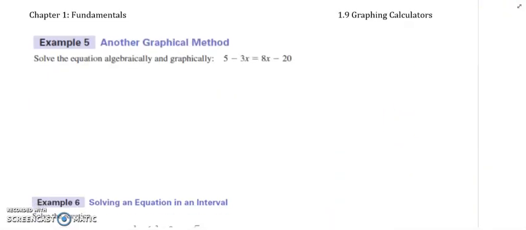Okay, example 5, solve the equation algebraically and graphically. Pause, solve it algebraically, and then we'll talk about solving it graphically.